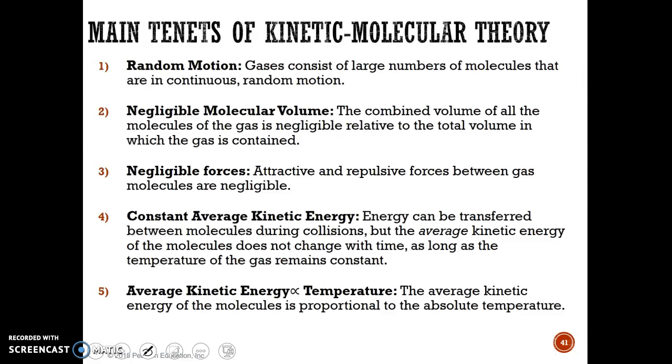You think about playing pool, and I always go back to this because the idea is transferring this kinetic energy. You hit the cue ball to hit the other ball to make that move. Same thing happens to molecules. The average kinetic energy of a molecule does not change with time as long as the temperature of the gas remains constant. So there is a direct relationship between kinetic energy and temperature. As long as temperature remains the same, the average kinetic energy does not change.